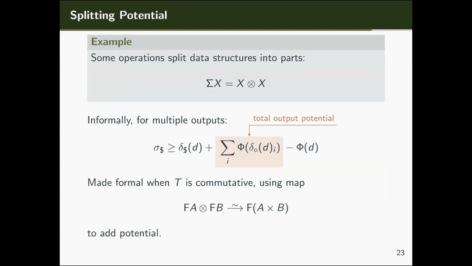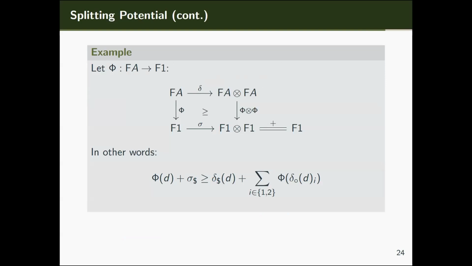So if T is commutative, the monad is commutative, which happens when your CAF model is commutative, then you can use the isomorphism between F of A tensor F of B and F of A times B to add potential. So if you do the same kind of square as before, but now you work up to the equivalence between F of 1 tensor F of 1 and F of 1, where the forward direction just adds the cost, then you get exactly the condition that we had before, but made a little bit more precise and including the behavior from the signature.